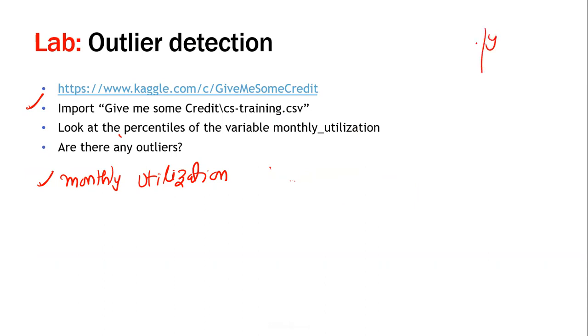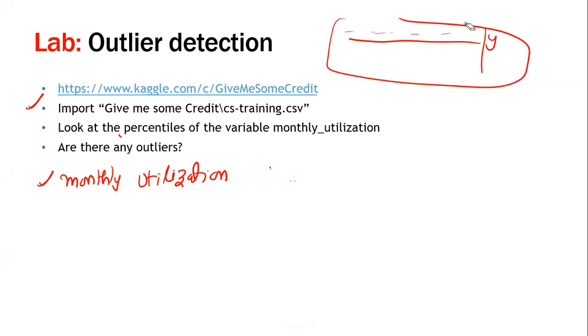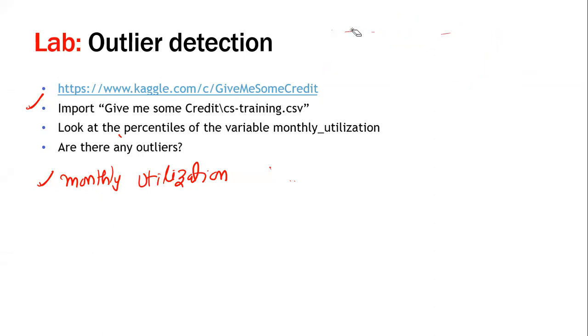Customer is a good customer or a bad customer, we may use several features or several factors. The idea is not to build a model right now. The model building will happen later on, that we'll be discussing at a later point. Here, there is one column called monthly utilization. We need to explore this variable, understand it, and if there are any outliers, we need to detect them. That is the responsibility right now.